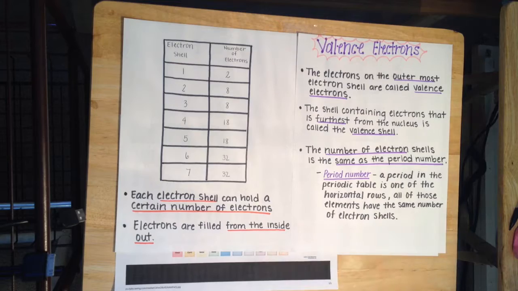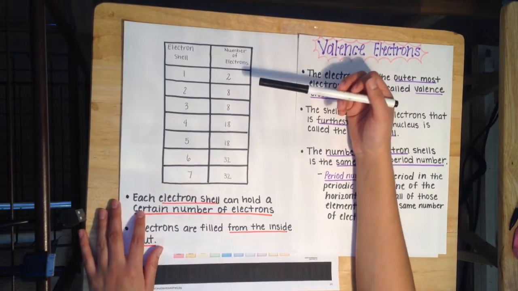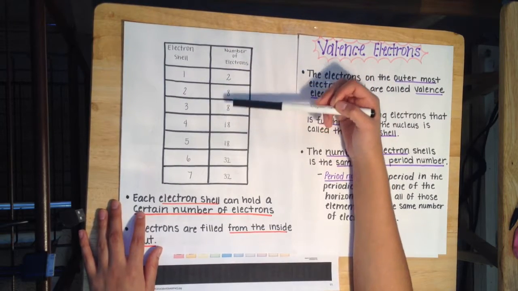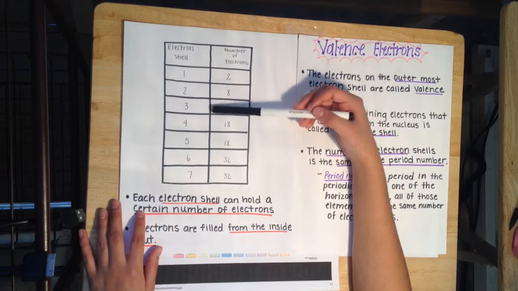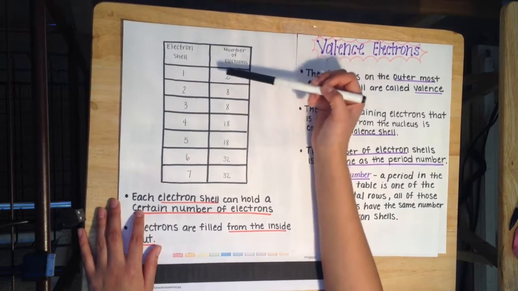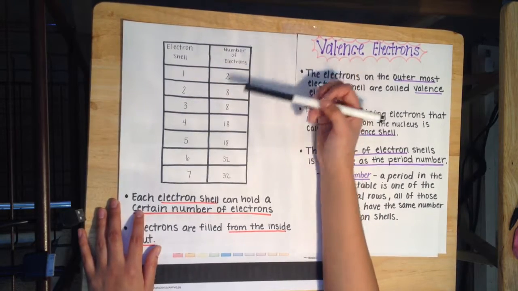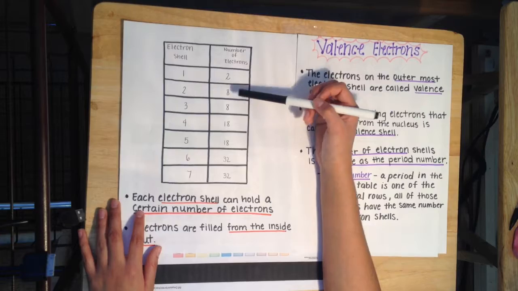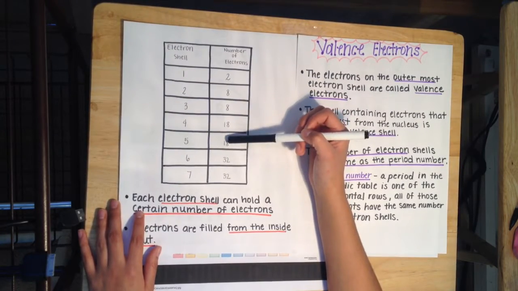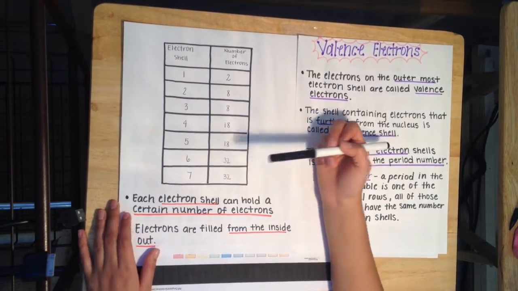Now let's look at electron shells. Each electron shell can only hold a certain number of electrons. Let's look at the chart right here. What this chart is trying to say is that the first shell can only hold 2 electrons. The second and third shells can only hold 8 electrons. The fourth and fifth shells can only hold 18 electrons. And the sixth and seventh shells can hold 32 electrons.